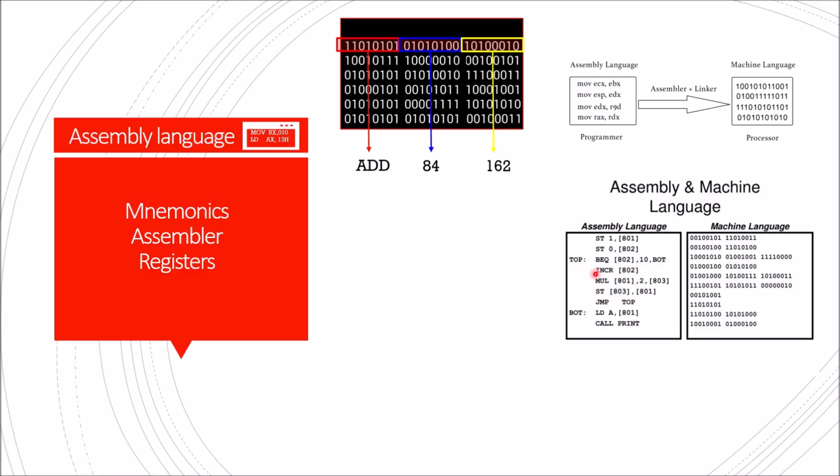So the next one is increment the value of 802. Increment means increment by 1. So the value of 802 was 0, so it's incremented to 1. The next instruction is multiply. Multiply what? Multiply this value in 801, which is 1, by 2, and place the result in 803. So it's going to be 1 multiplied by 2, which equals 2.